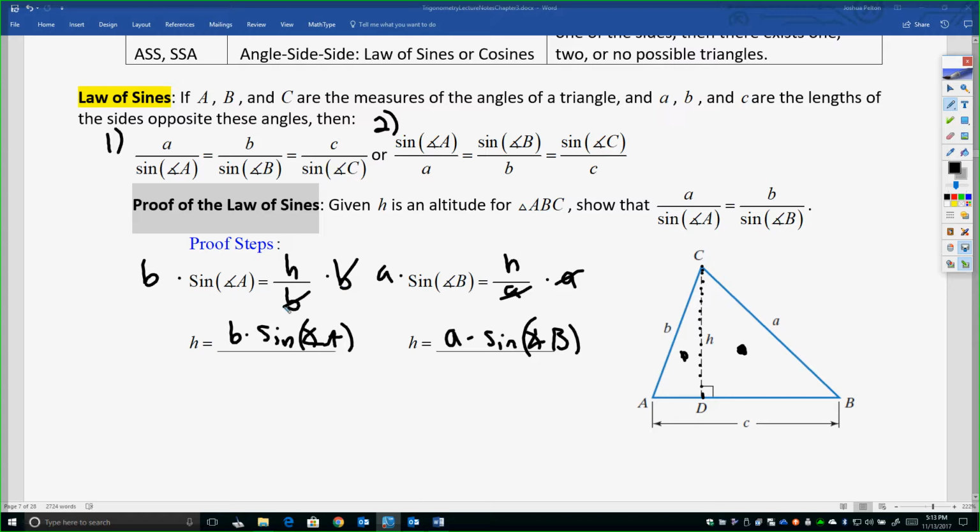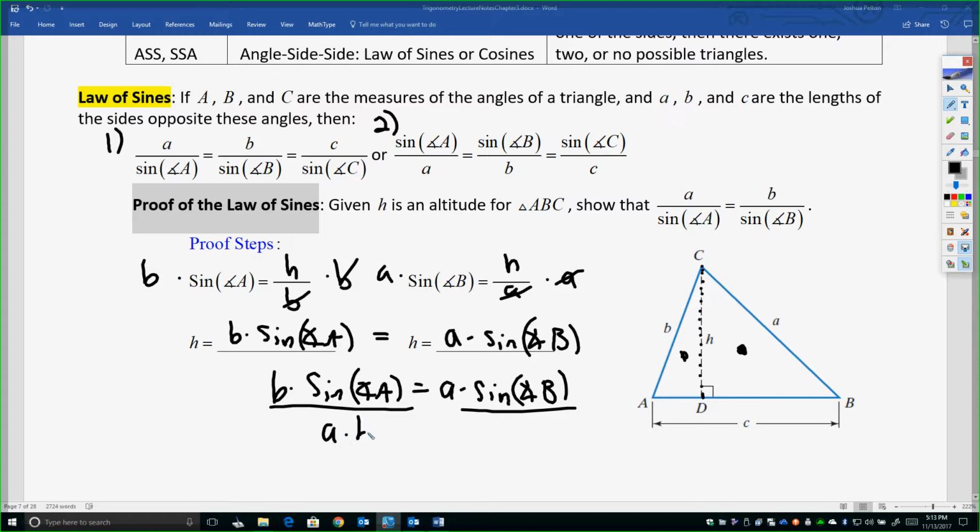So now I have two equations both equaling h, thus they must equal each other, correct? As a result, b times sine of A equals a times sine of B. And we can divide both of these by the sides, which is ab. It cancels the b on one side and cancels the a on the other side. So I'm left with sine of A over a and sine of B over b.